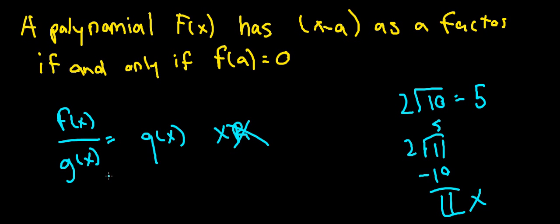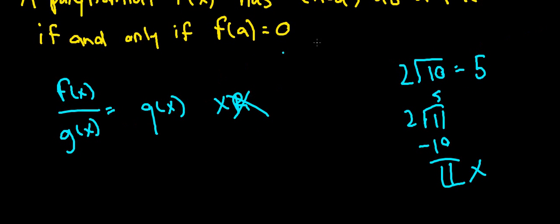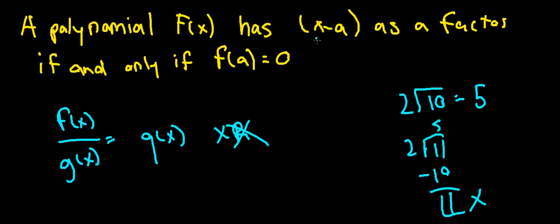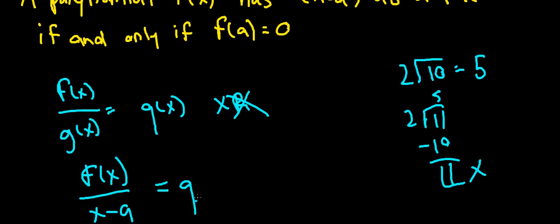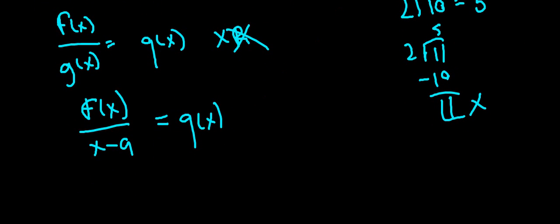And here, the only difference is that instead of just some arbitrary form of g of x, although any function is technically possible, in this form here, x minus a, it's in its simplest form. So instead of g of x, we write x minus a. If we have f of x and we're dividing it by x minus a, it's going to equal some quotient of x, if it is a factor. If it's not a factor, then we will get some remainder.